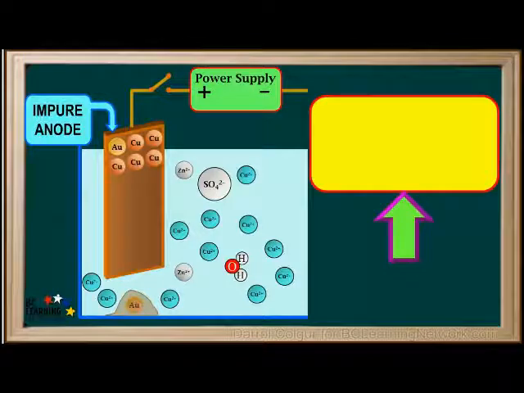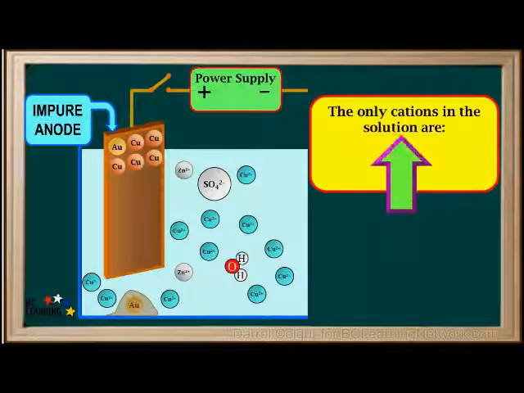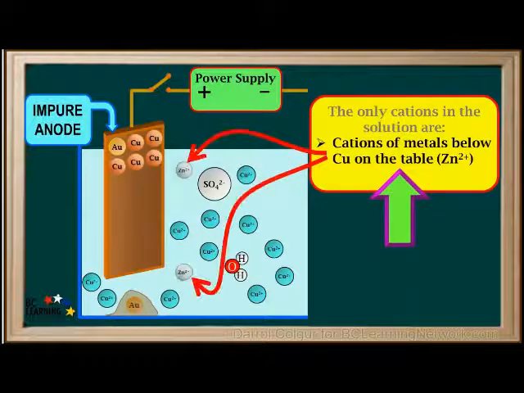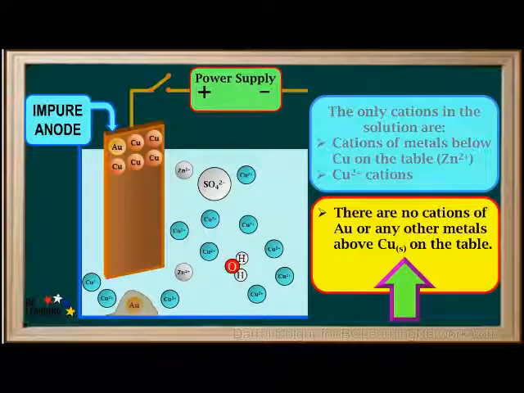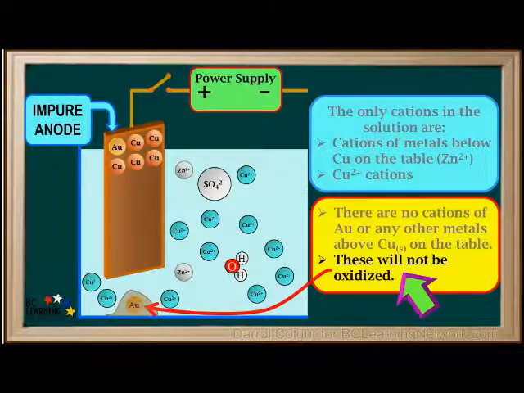So once this process is stopped, the only cations in the solution are cations of metals below copper on the table, like zinc 2+, and copper 2+ cations. There are no cations of gold or any other metals above copper on the table. These will not be oxidized, so they will not form any cations. They remain as neutral atoms.